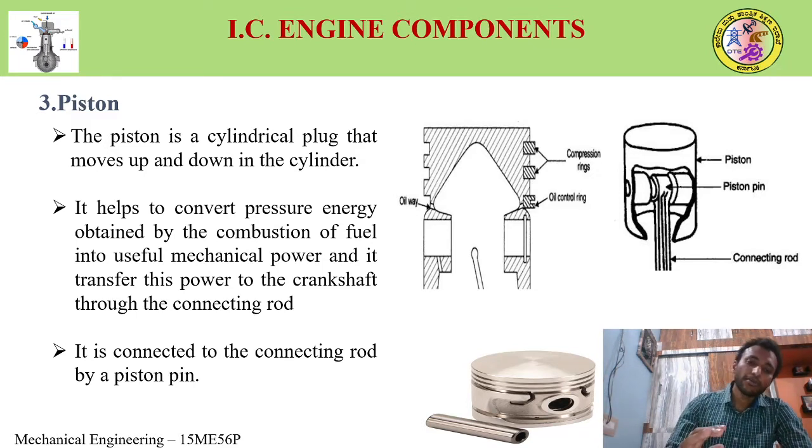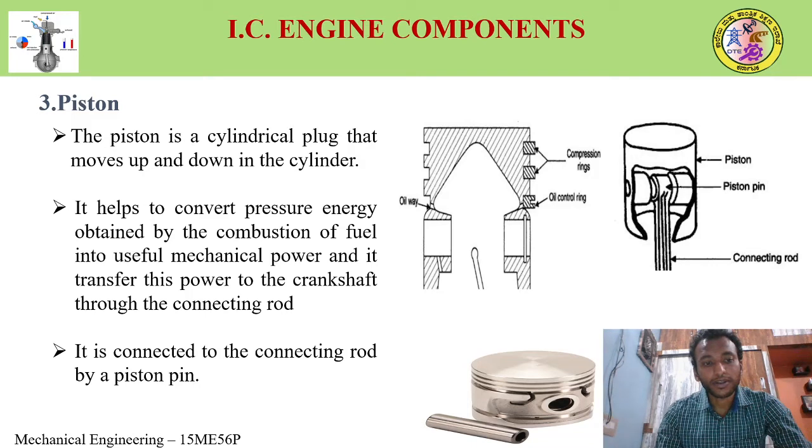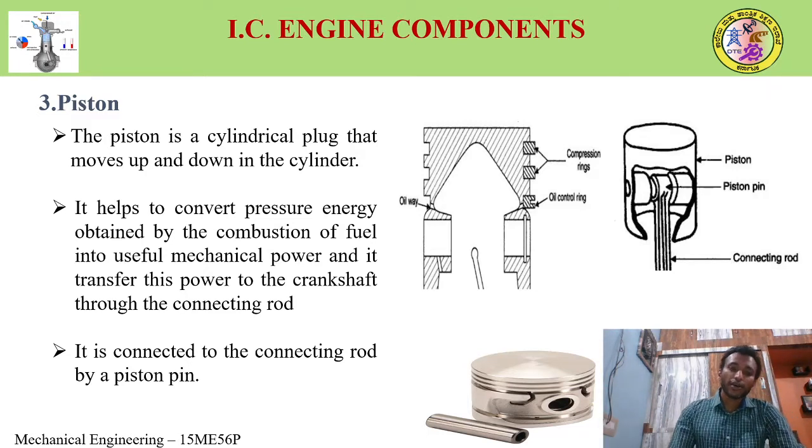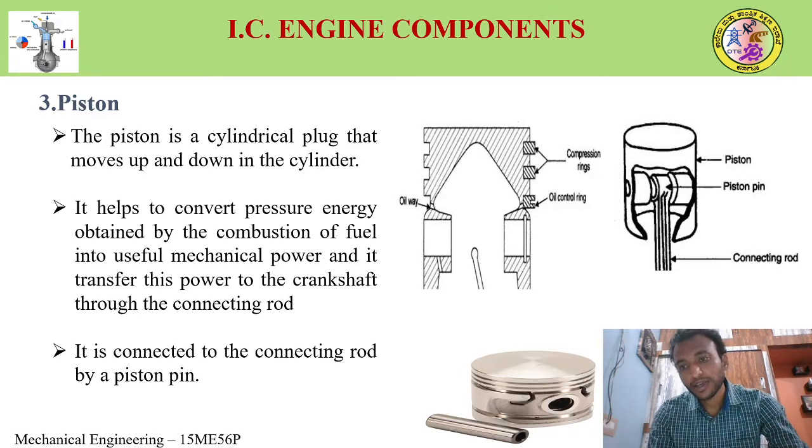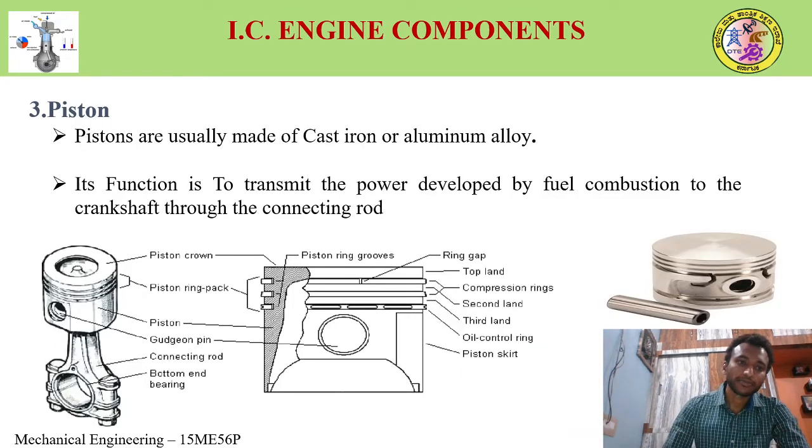That means it converts the pressure energy which is created due to the burning of the fuel. When fuel burns, pressure energy is created, and the piston helps convert that energy into mechanical power. It transfers this power to the crankshaft through the connecting rod. First the power is transferred to the connecting rod, and from there it is connected to the crankshaft. So how is it connected to the connecting rod? It is connected to the connecting rod by a piston pin.